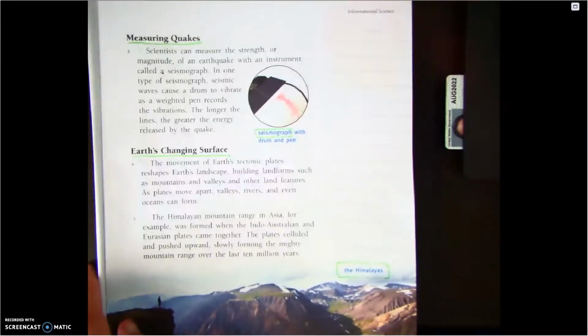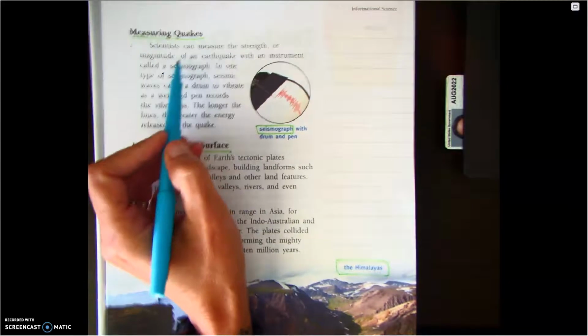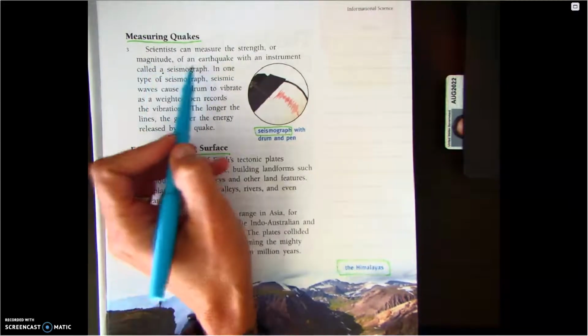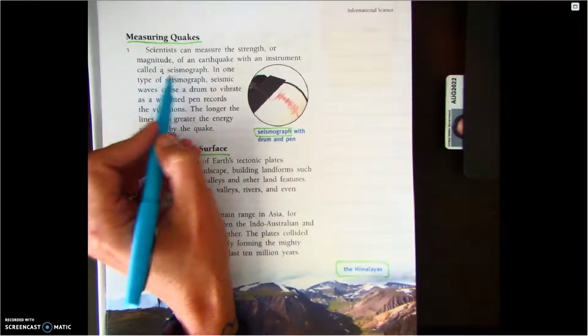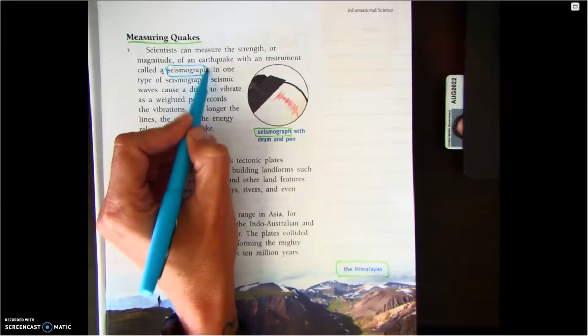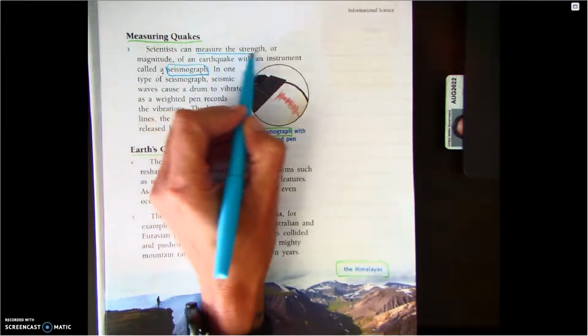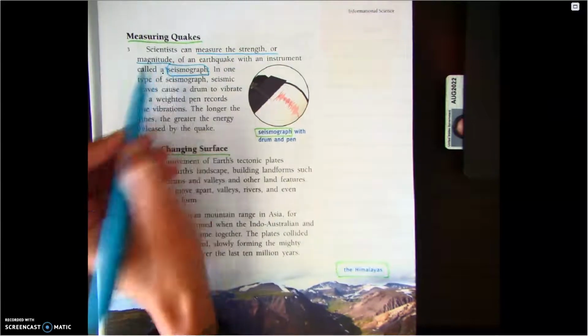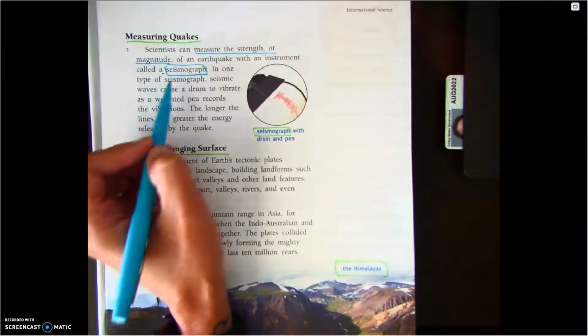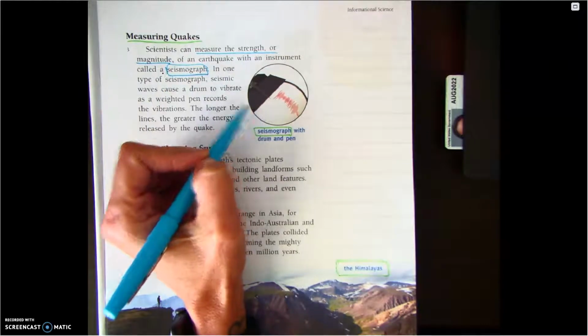All right, so now let's go to measuring quakes. Now we know what causes them, let's see what measures them. Scientists can measure the strength or magnitude of an earthquake with an instrument called a seismograph. So the seismograph is measuring the strength or magnitude, how strong it is. It's measuring how strong that energy release is.